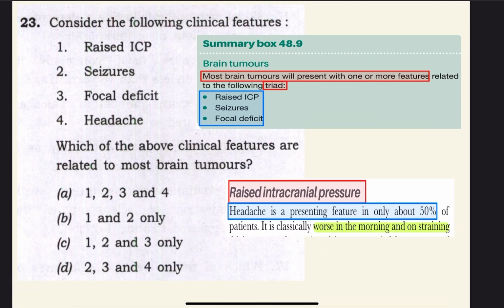23. Consider the following clinical features: raised ICP, seizure, focal deficit and headache. Which are the clinical features related to most brain tumors? There is a triad of brain tumor symptoms: raised ICP, seizure and focal deficit. But headache is a presenting feature in only 50% of raised ICP. So that's why the option will be A. So 1, 2, 3, 4 are all correct answers.